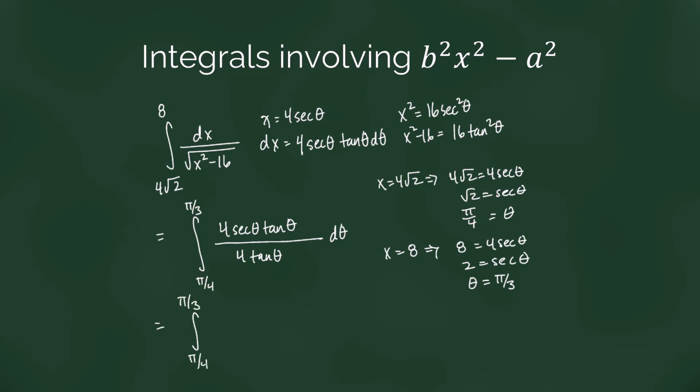We can do some cancellation. The 4's will cancel, the tangents will cancel. And so we end up with that. Our integrand is now secant theta d theta. This is one we worked out previously. That is going to be the natural log of the absolute value of secant theta plus tangent of theta. And we're going to evaluate that from pi over 4 to pi over 3.